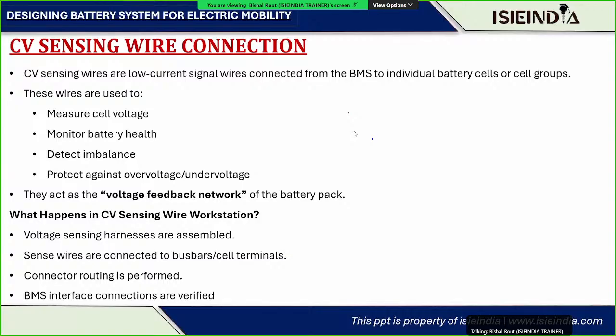For example, if you have a 15S battery management system, or if you have 15 cells connected in series, you have to use the 15S battery management system, right? And that 15S battery management system has 15 plus 1 wire, that is 16 wires in there, right? So that is called the CV sensing wire.